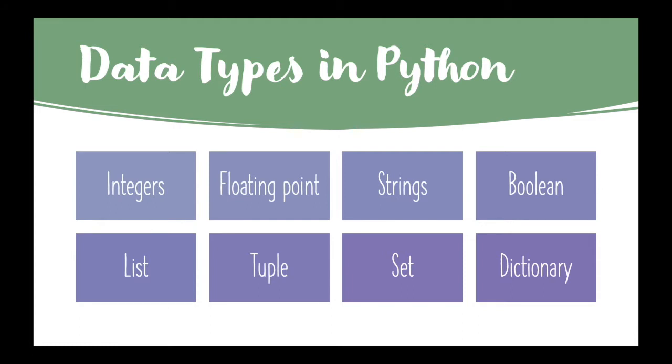Different types of data types present in Python. We have integers, floating point decimals, strings, booleans, list, tuples, sets, and dictionaries. We'll discuss each of them in a little detail.